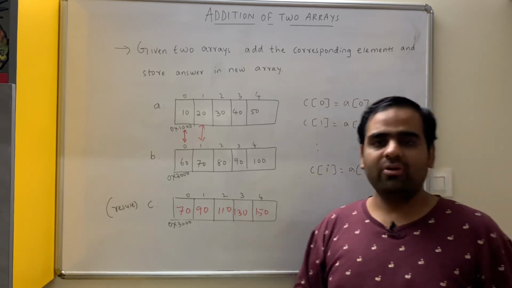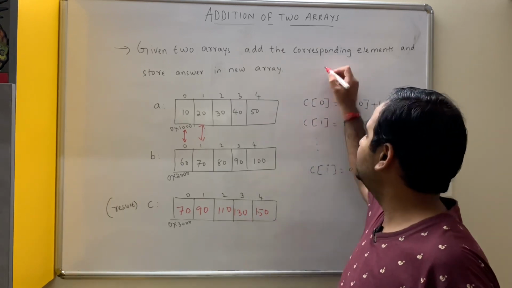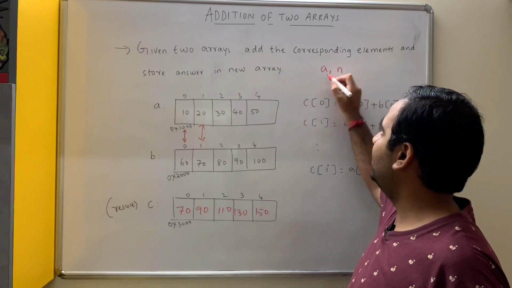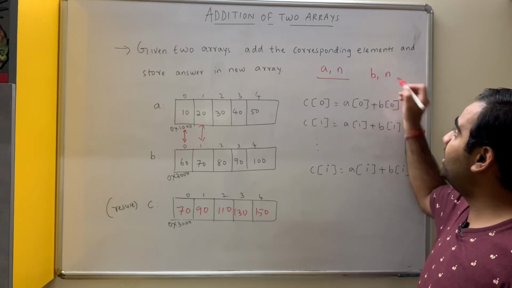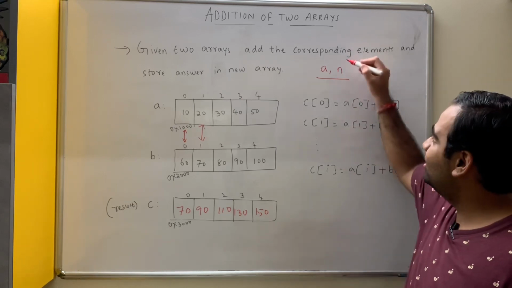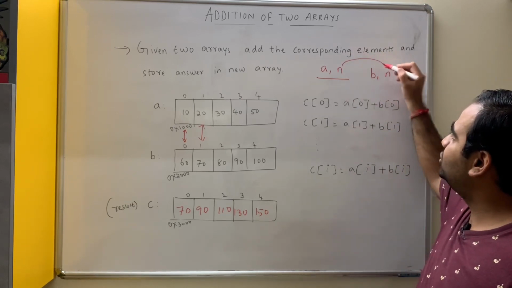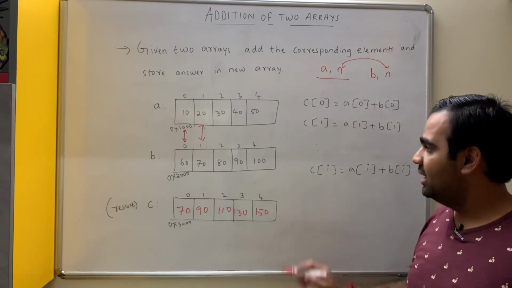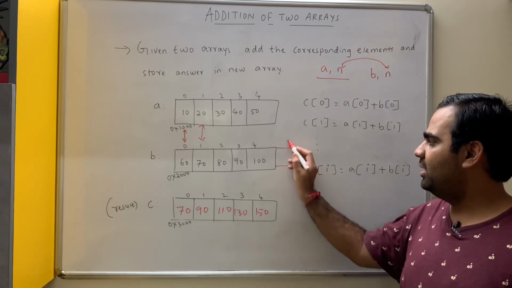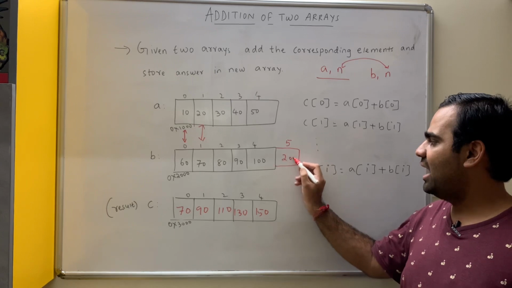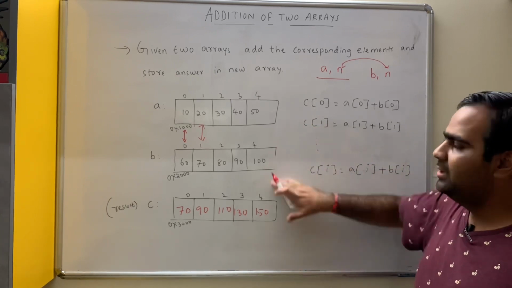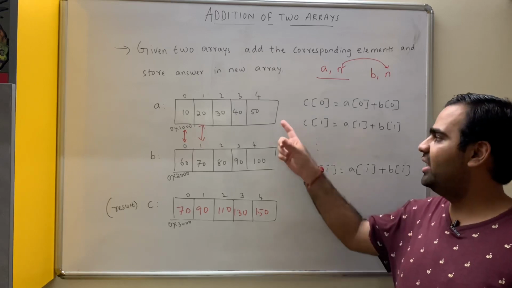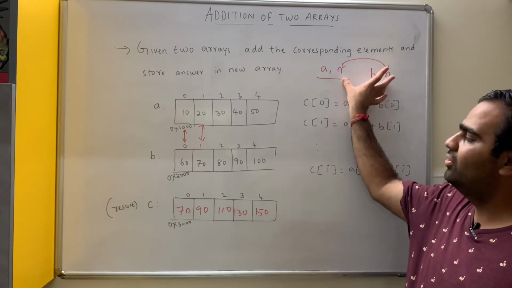Now what is the input for this question? Input for this question is array A of n array elements. Next you need array B, and array B should also be of n array elements. That means the size of array A should be equal to the size of array B. Say for example, if the size of array B is 6, can we add the corresponding elements over here? No, it is not possible. Therefore, the size of array A should be equal to the size of array B.